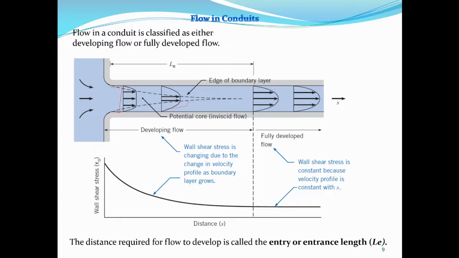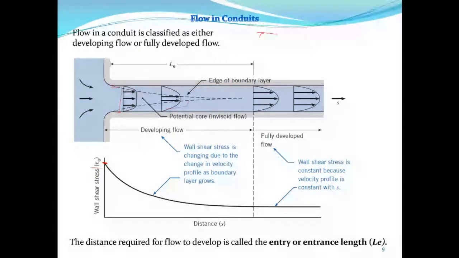As the flow develops, the velocity profile becomes flattened, more parabolic. This happens simply because of the boundary layer. The shear stress is highest at the entrance, but it keeps reducing in the direction of flow, that is, in the streamwise direction. This is the wall shear stress, which is reducing. It changes due to the change in velocity profile as the boundary layer grows.